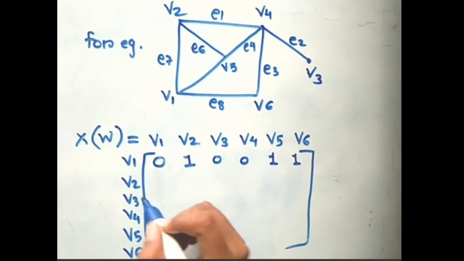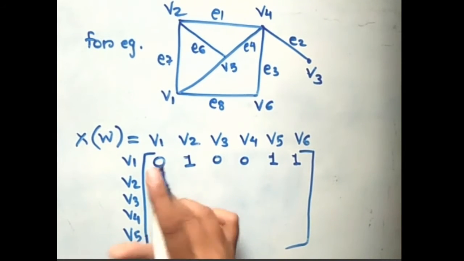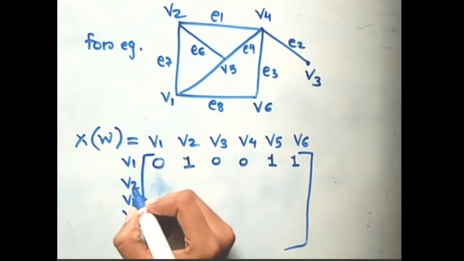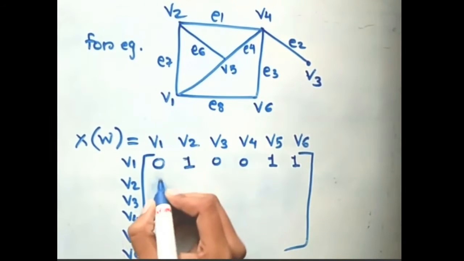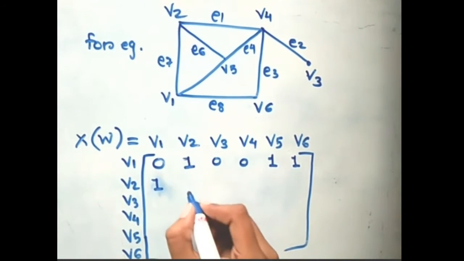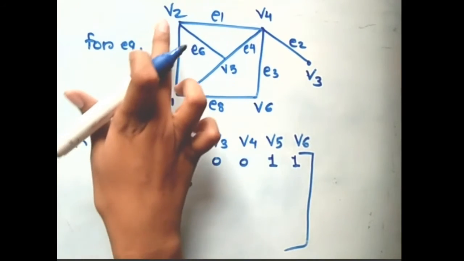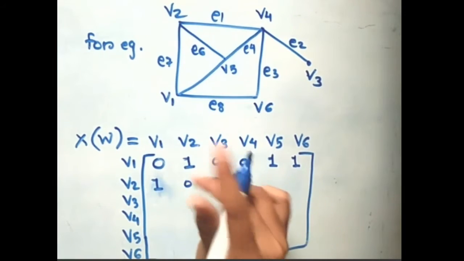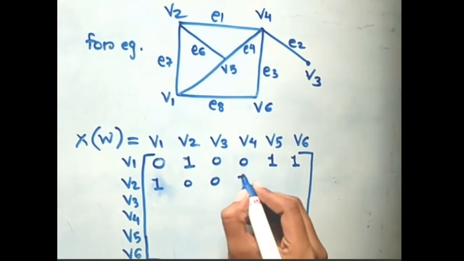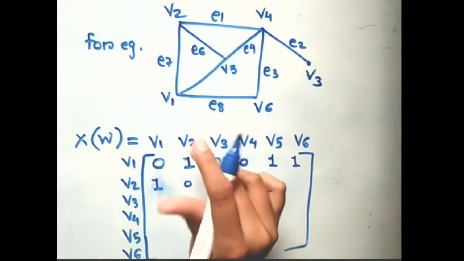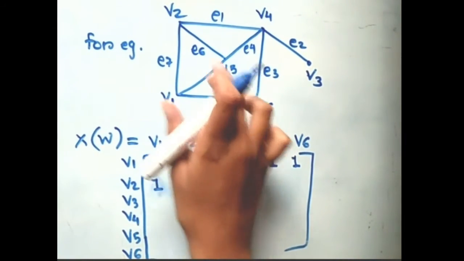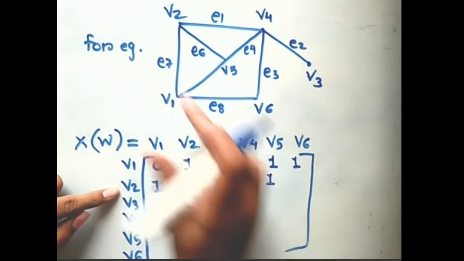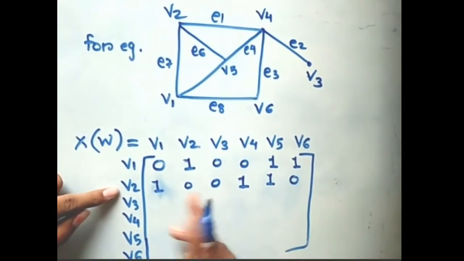Similarly for vertex v2. v2 v2 is 0, no edge. Here v2 v1 has one edge, therefore we will write 1. v2 v3 has no edge present, therefore we will write 0. v2 v4 has an edge, therefore we will write 1. v2 v5, edge e6 is present, therefore write 1. v2 v6 no edge is present, 0.